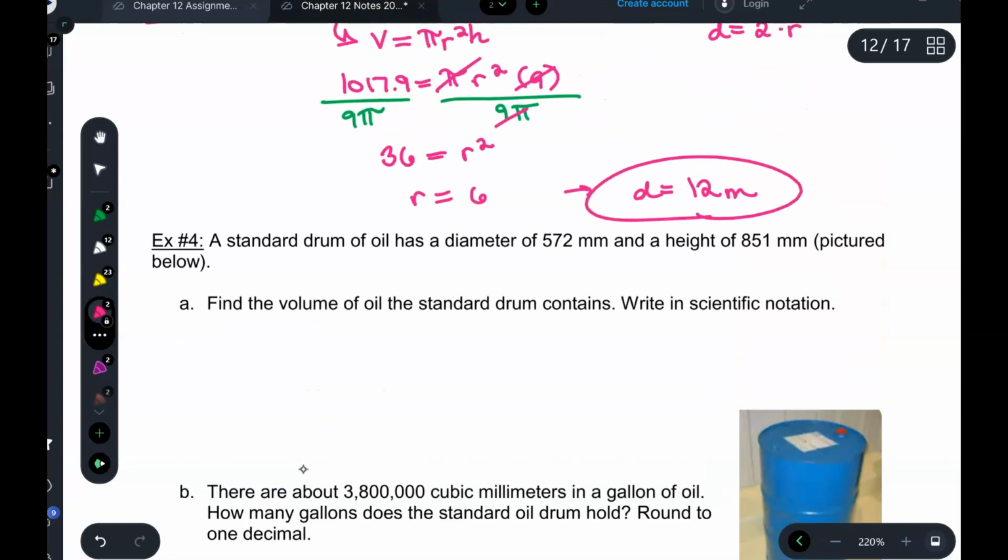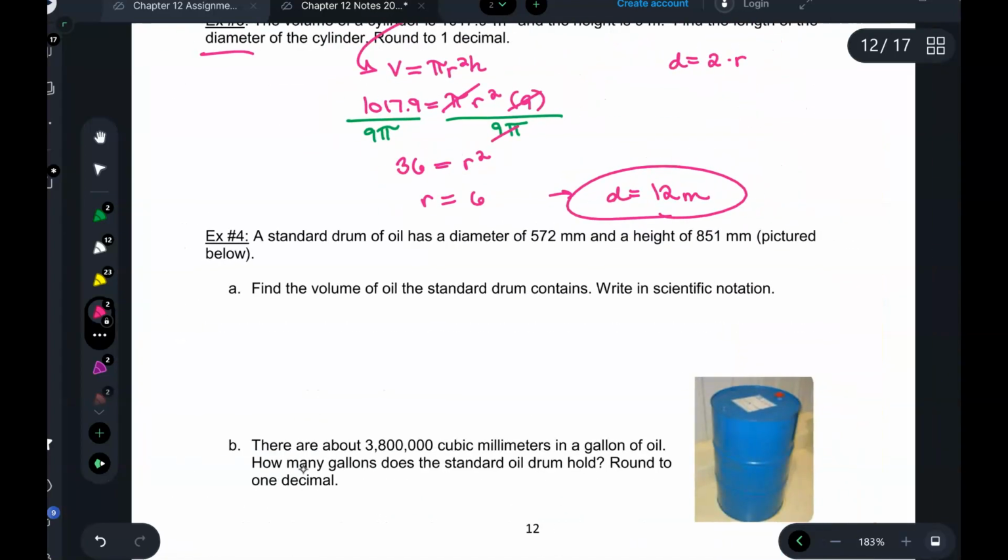Wait, can you go back? Wait. Okay, what would r be? Look, 36 equals r squared, right? How did you get r equals 6? Well, how do you get rid of the square? Oh, square root. Square root. Okay. Yeah.